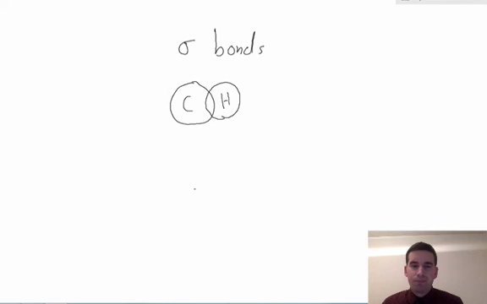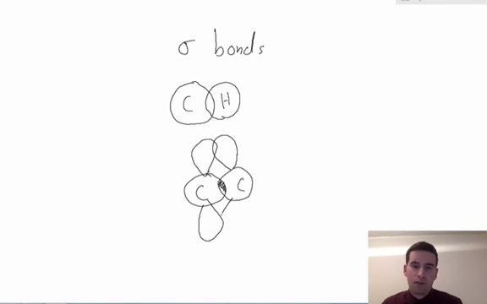However, when we have a double bond, we don't just have this sigma bond. We also have 2 electrons occupying space either above or below the sigma bond, and this is termed a pi bond. So this pi bond is not as strong as the sigma bond. Hence, the bond energy for a double bond is not just twice the energy of a single bond.